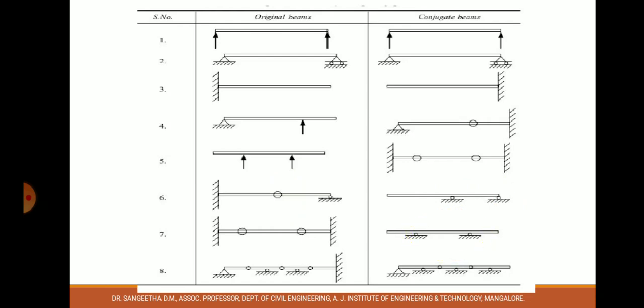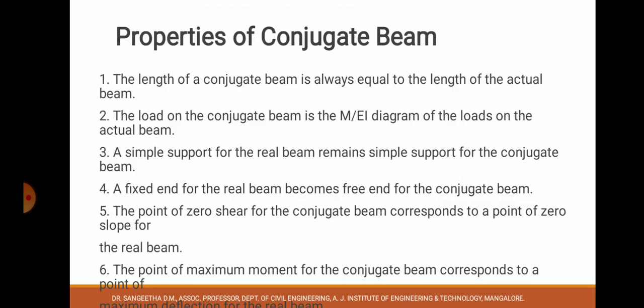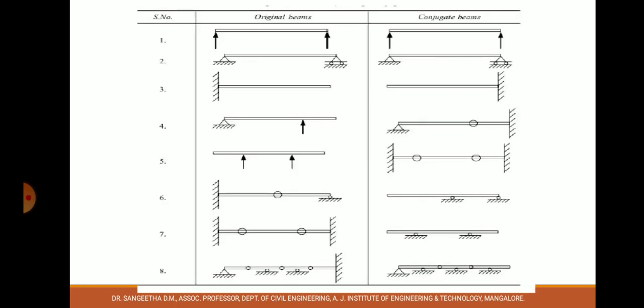In the eighth problem, the first one is a hinge, it remains a hinge as it is, and the next internal hinge converts to an internal support, and the internal support converts to a hinge. They get swapped, and at the end there is a fixity and it becomes free. So this is how the conjugate beam is.